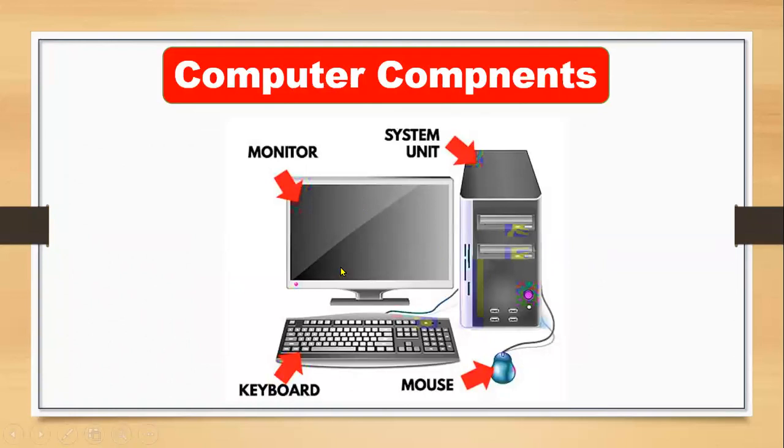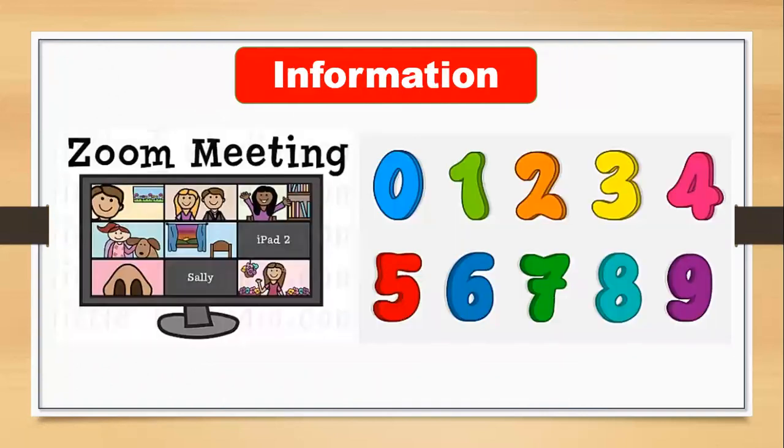Now, look at this screen. It will show you the results. So this is the monitor, this is the system unit, keyboard and mouse. So you must know the names of the computer components. Now a computer can hold a lot of information. A computer can hold pictures, videos, numbers, alphabets. But we cannot open the computer to see these things, right?